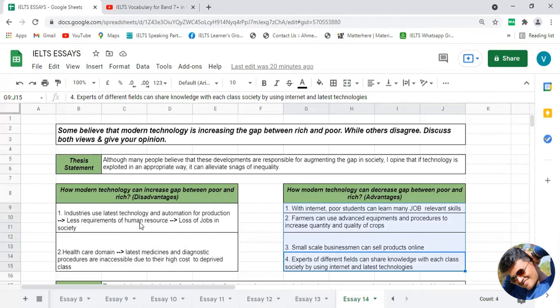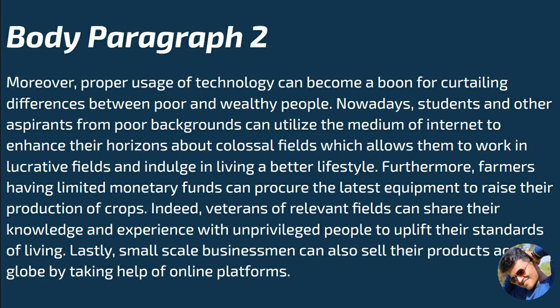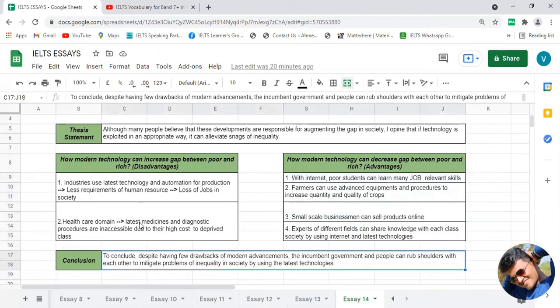Now it's time to see how these 4 points can be converted into your body paragraph number 2. So without wasting any time, let's see the same. Now it's time to discuss the conclusion for given scenario. Okay, so without wasting any time, let's see conclusion.